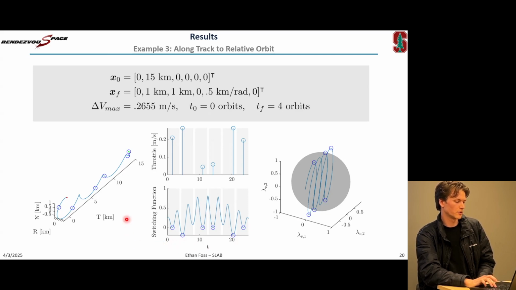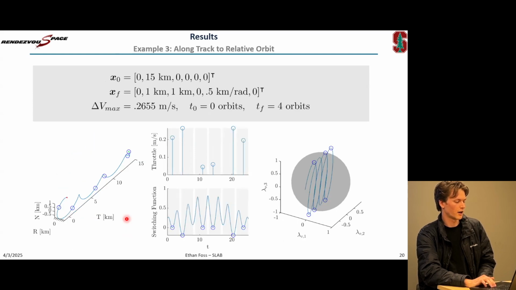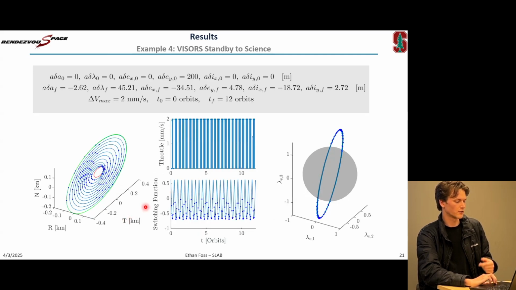So yeah, these are just some basic examples in Clohessy-Wiltshire equations. But if we look towards a relative orbital element example, I'm considering right here a transfer that I took from a VISORS example, in which you go from a standby orbit to a science orbit. And you can see that the throttle is spread out across like several hundred impulses, right?